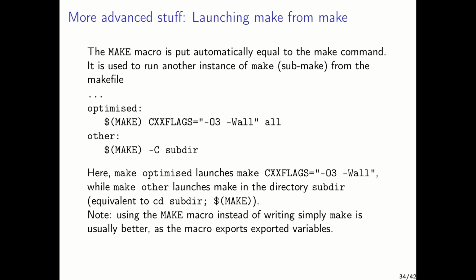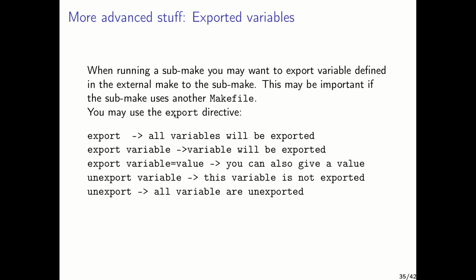Now we have a set of slides with more advanced stuff. I don't want to go into detail on them. I will leave the slides. This is more advanced stuff, and I don't really want to make this video too long. So the first: you can launch make from make. So you can have make that launches make. This is useful sometimes if you want to launch two different versions, okay? The optimized one and the not optimized one. I'm using that also in the makefile of the example.